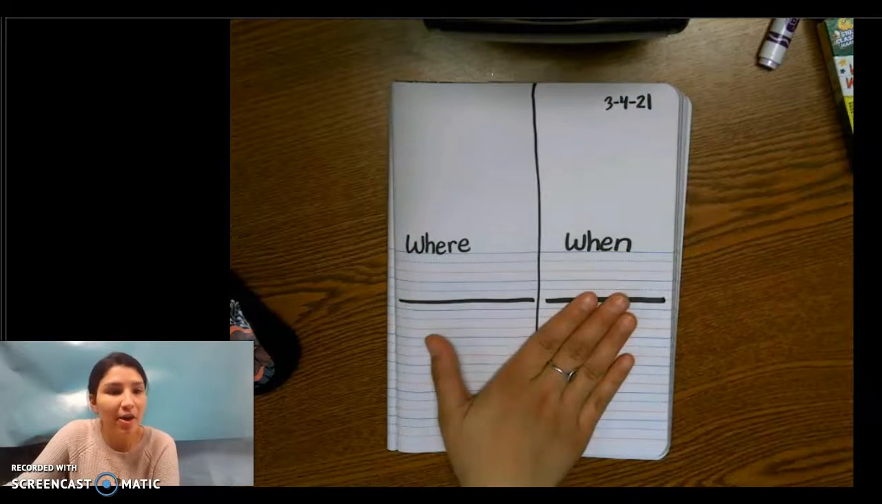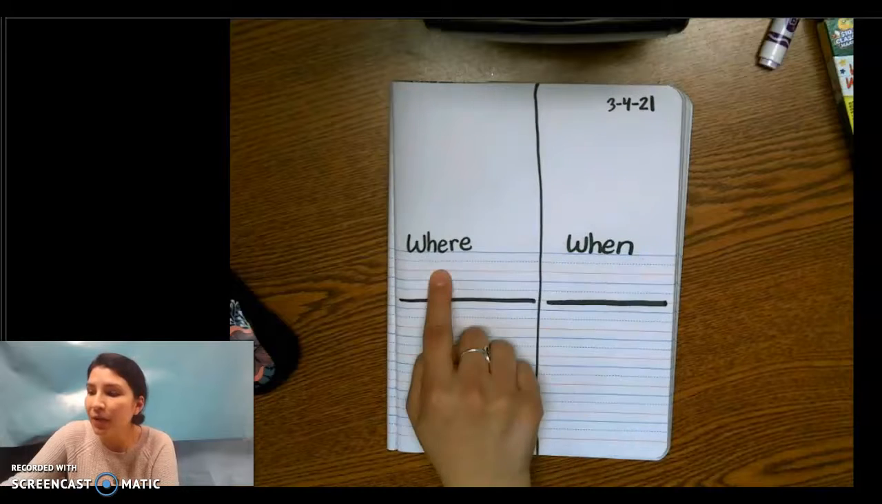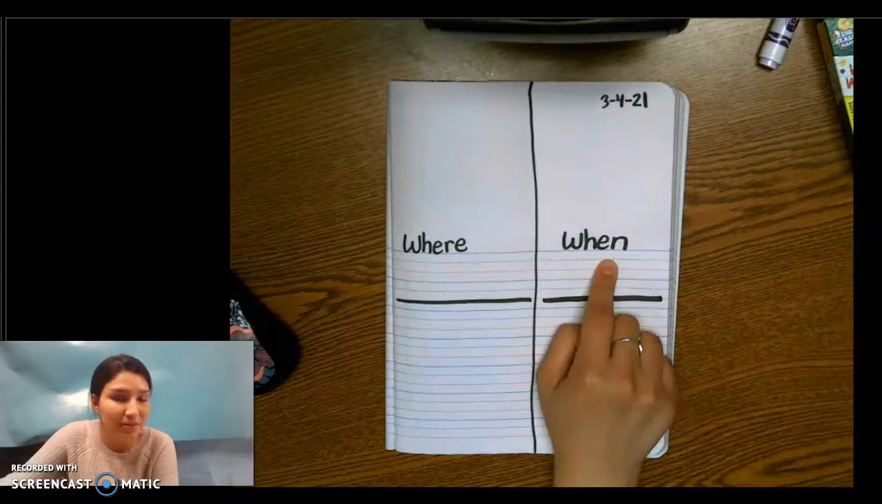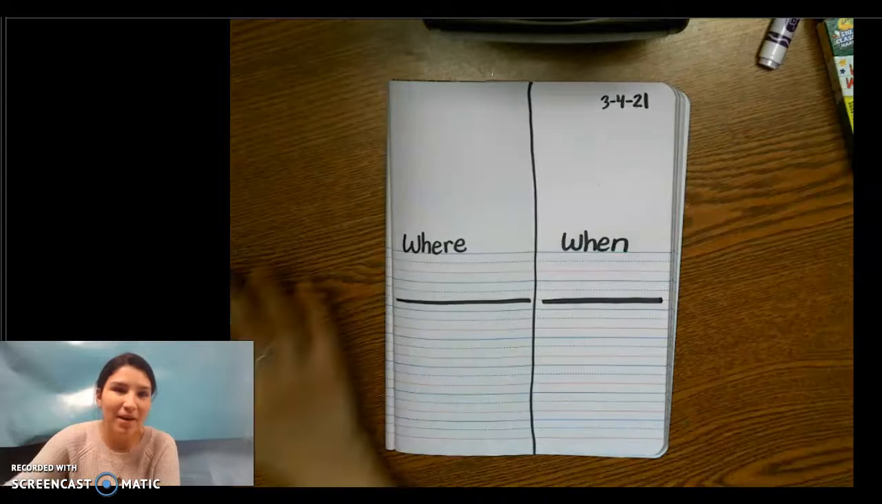Remember, today's read aloud was The Lion and the Mouse, and if you need a little reminder of the setting, of the where the story took place and when the story took place, just go ahead and go back to the read aloud and look through the video.